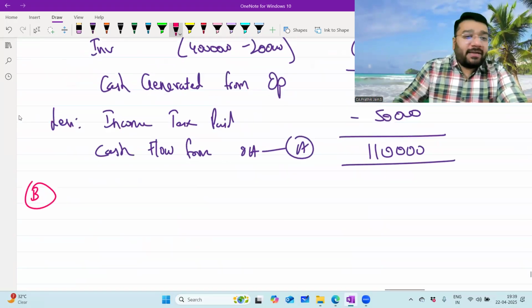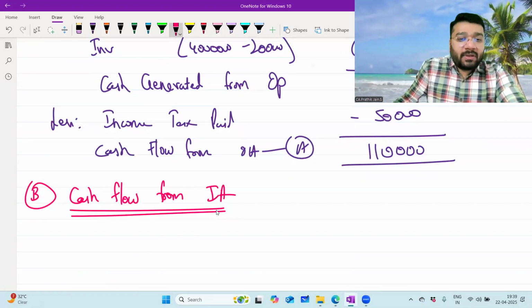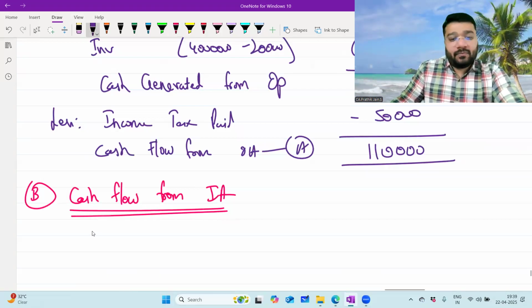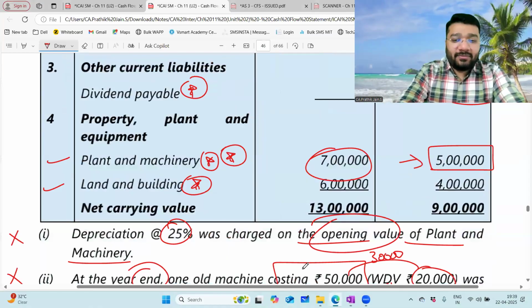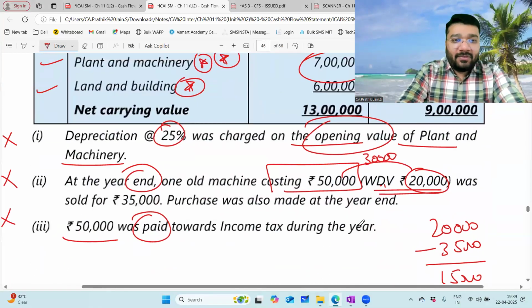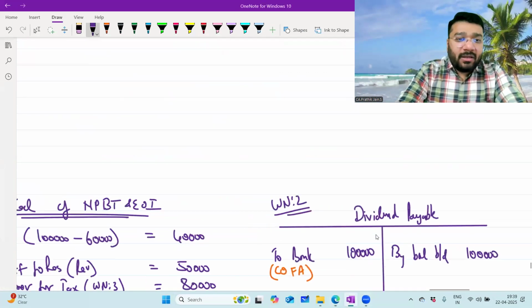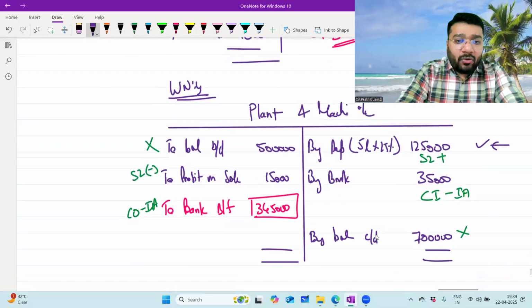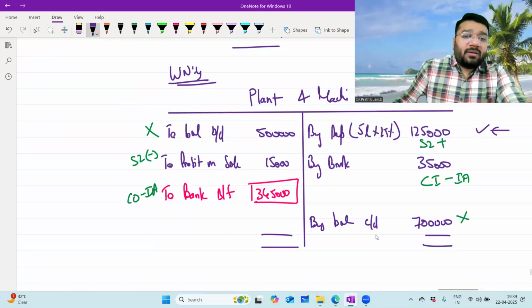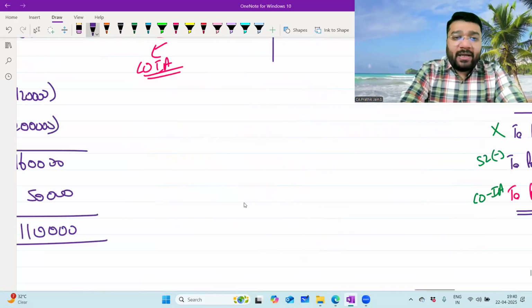Cash flow from investing activity. Share capital. Let's talk about plant, machinery, land building. Working note 1, leave it. Working note 2, leave it. Working note 3, leave it. Working note 4. Purchase of plant and machinery, sale proceeds of land and machinery. Okay, 2 items here.